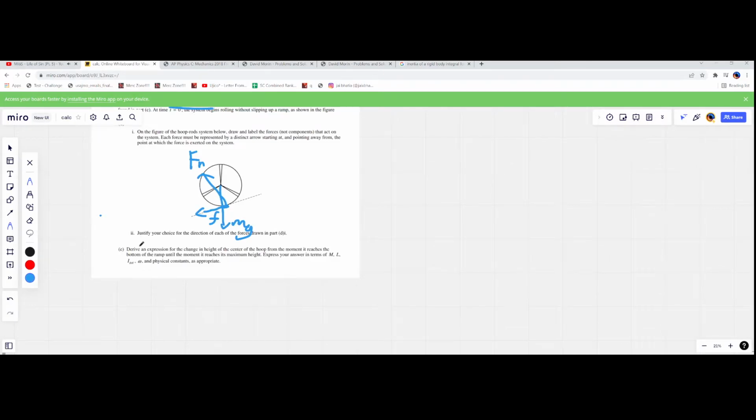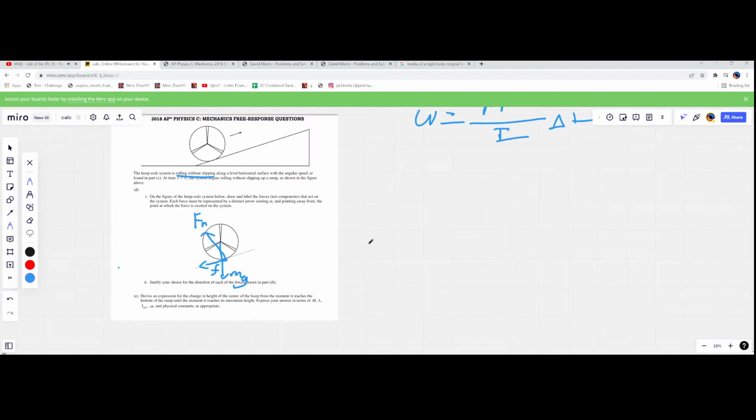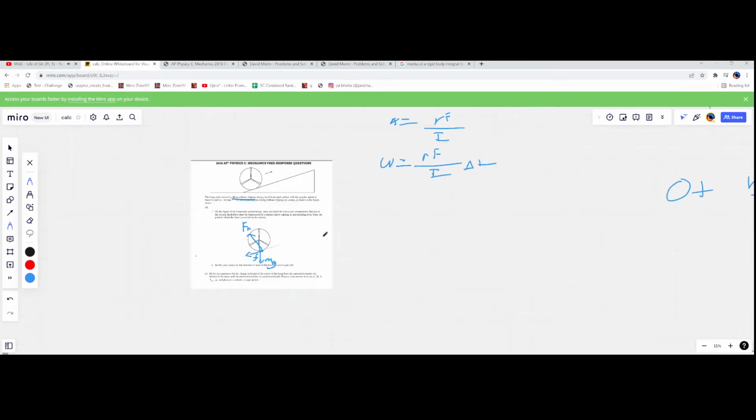Derive an expression for the change in height? Oh, I see. Okay, yeah. Express your answer in terms of m and L. Wait, what is L?